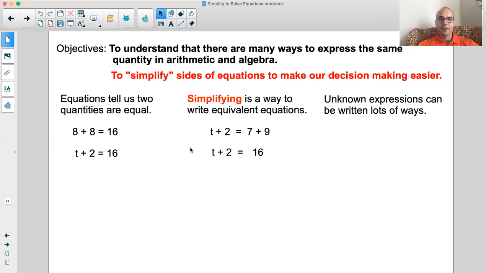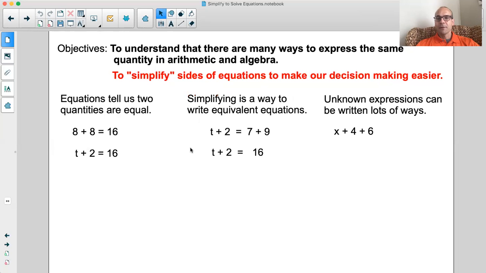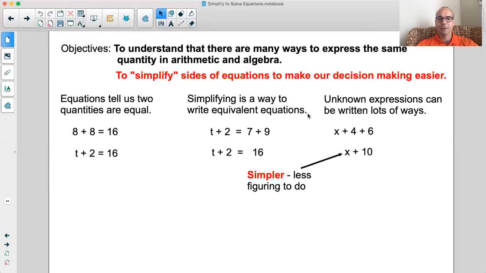It also turns out that expressions that have unknown values in them can be written lots of ways too. For example, because we don't know what x is, we don't know what x plus 4 plus 6 is. So that's an unknown quantity. But if we think about it, x was originally there and then they added 4 to it, and then for some reason they took that result and added 6 to it. Thinking about how that relates to the original, well, if x was increased by 4 and then increased by 6, isn't it simpler to say that it was increased by 10? x was increased by 10. So this, again, is a simplified expression, and this time it's an expression with an unknown value that's been simplified.